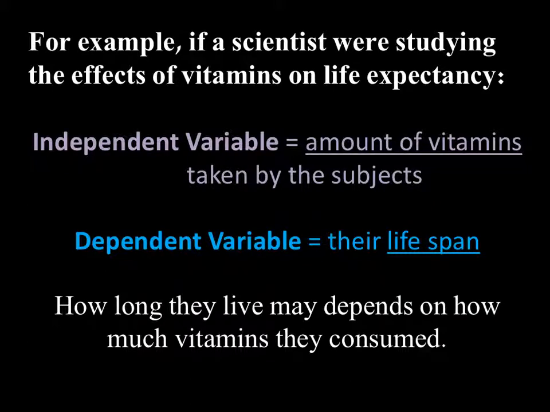For example, if a scientist were studying the effects of vitamins on life expectancy, the independent variable would be the amount of vitamins taken by the subjects. The dependent variable is their lifespan. How long they live depends on how much vitamins they consumed.